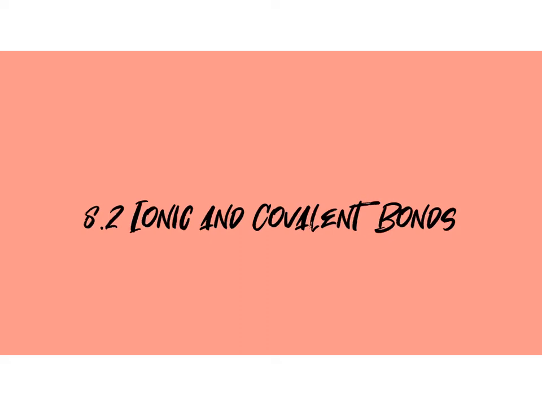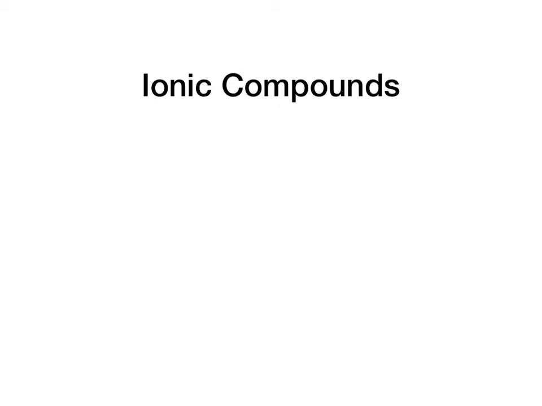In Chapter 8, Part 2, Ionic and Covalent Bonds, we're going to start to think about what happens when two elements come together to create a bond. First, we're going to talk about ionic bonds. An ionic compound is composed of an ionic bond.